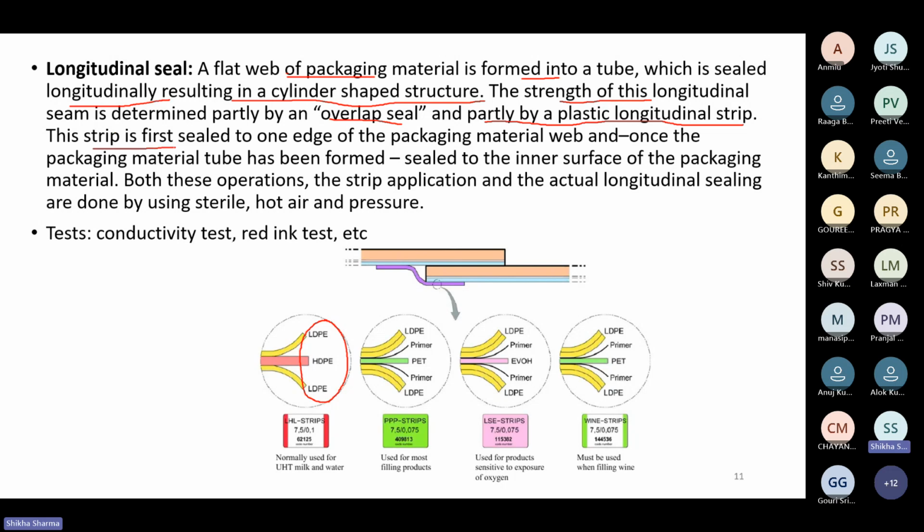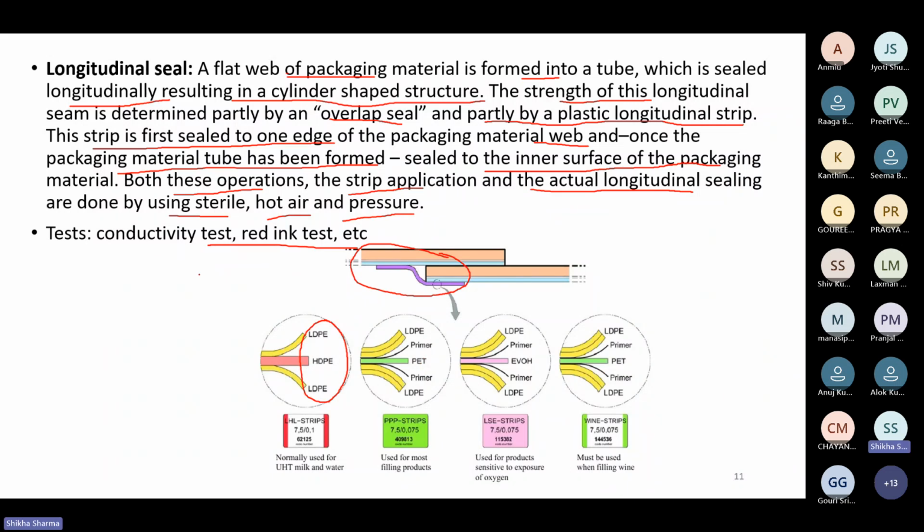This strip is first sealed to one edge of the packaging material web, and once the packaging material tube has been formed, it is sealed to the inner surface of the packaging material. Both these operations, the strip application and the actual longitudinal seal, are done by using sterile hot air or pressure. And there are different tests to check this longitudinal seal. There are different kinds of materials we use.